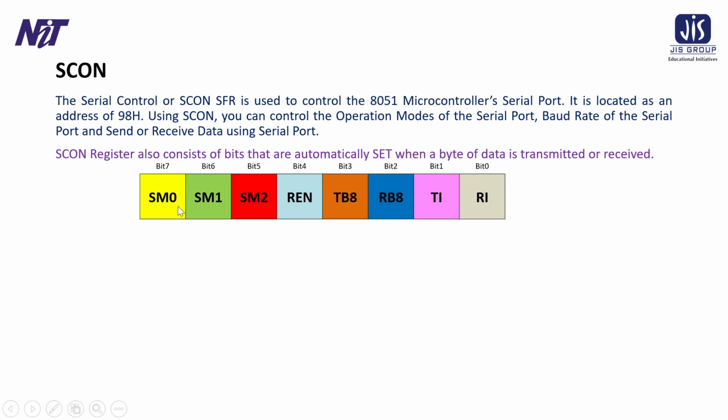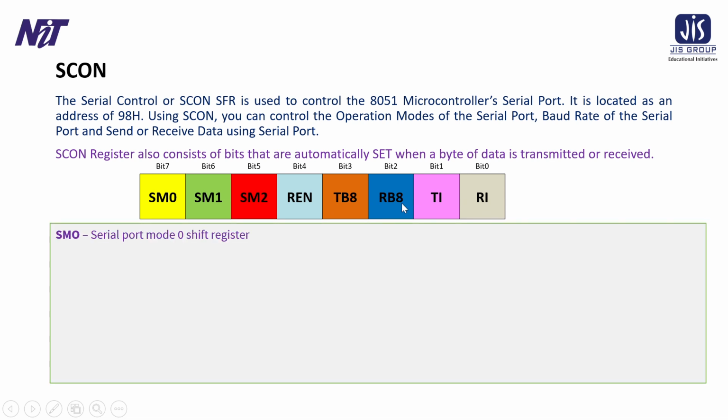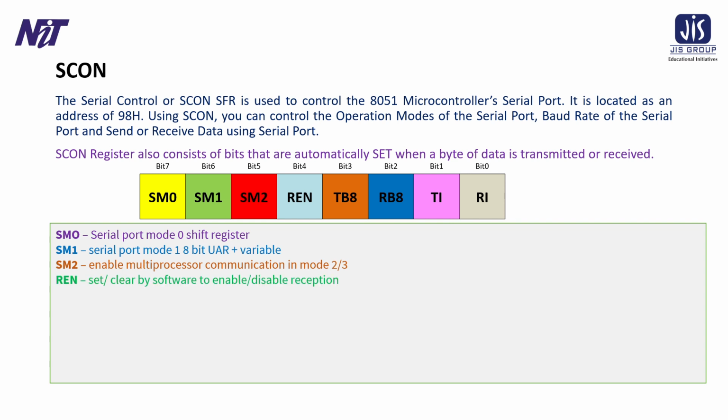This is an 8-bit register: SM0, SM1, SM2, REN, TB8, RB8, TI, RI. I'll explain one by one. SM0, serial port mode 0, shift register. SM1, serial port mode 1, 8-bit UART with variable baud rate. SM2, enables multiprocessor communication in modes 2 and 3. REN, set or cleared by software to enable or disable reception.